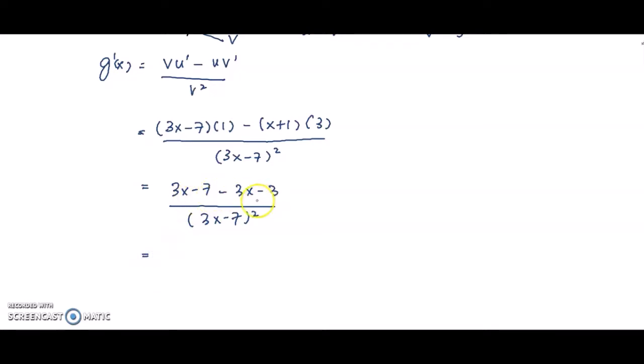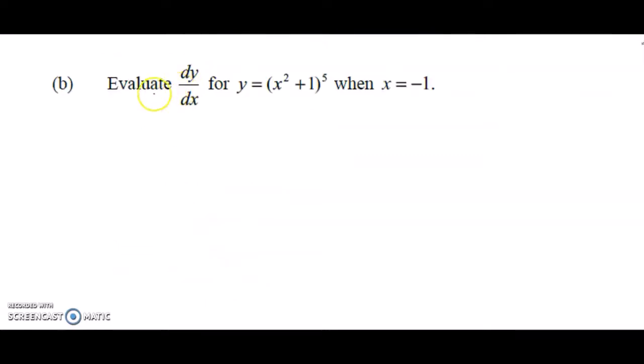So 3x minus 3x, I have 0. Negative 7 minus 3, I got negative 10, divided by (3x - 7) squared. Alright, this is my first derivative of g(x). Okay, for question B, we need to find dy/dx for this y function. I have y equals (x squared + 1) to the power of 5.